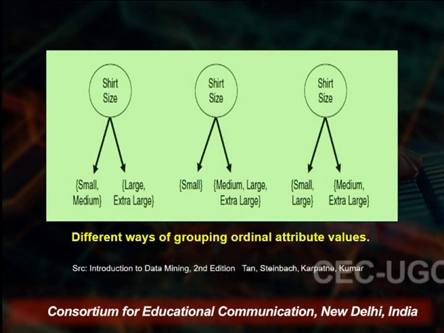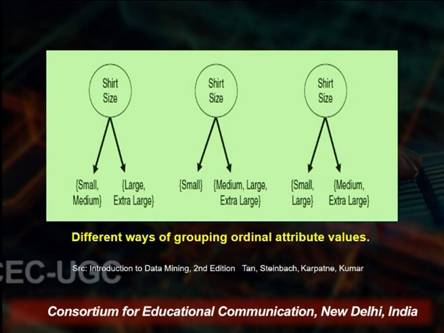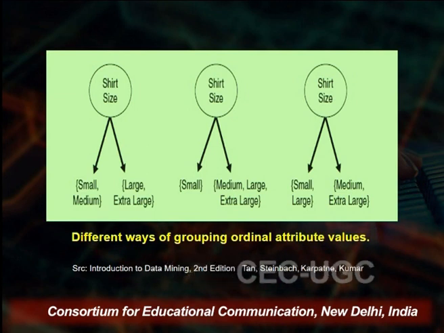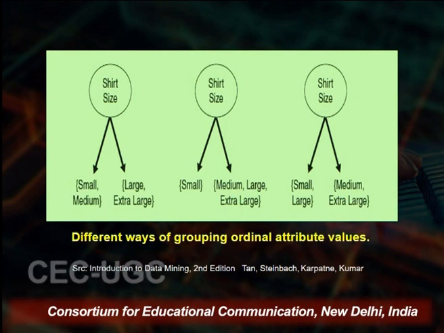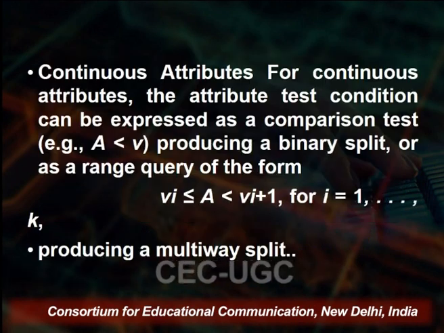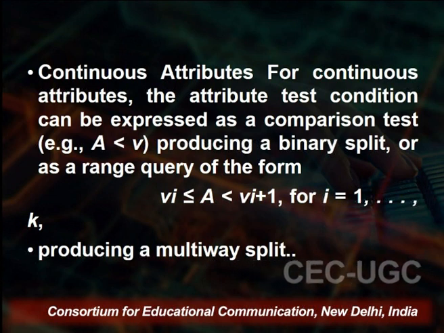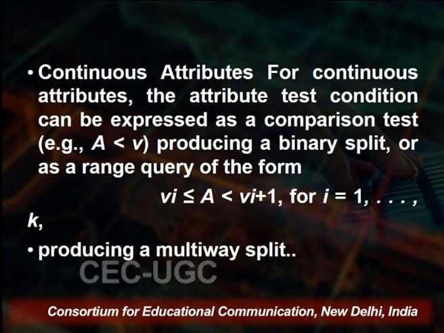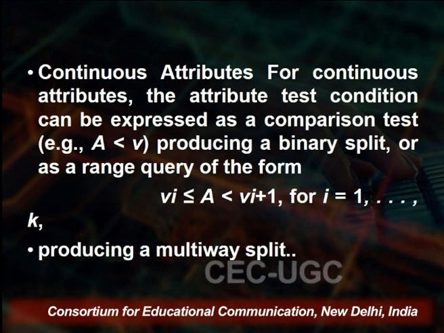So we need to see that when a binary split for an ordinal attribute is being carried out, the order of the values also needs to be preserved, otherwise this is not an acceptable way of splitting or grouping the ordinal attribute values. Now the next type of attributes are the continuous attributes, like for example we had seen amount of tax paid or say salary, right.